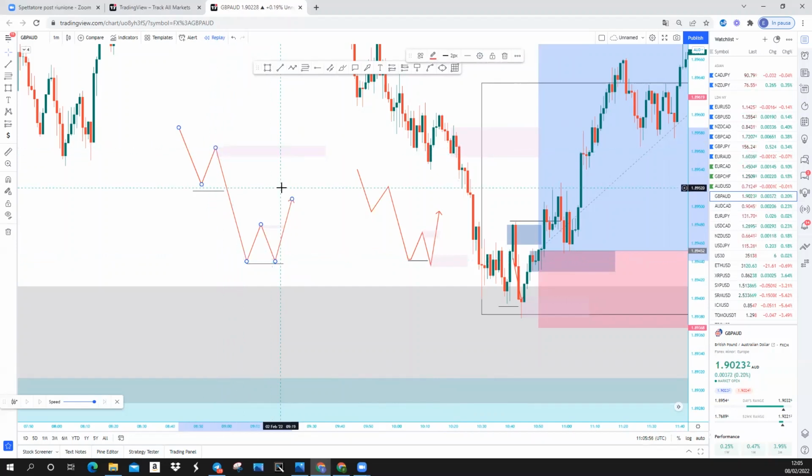So by 1 pip, when supply and demand fails, it's a confirmation, it's break of structure. Yes, but the one that is in control, not just supply and demand. Yes, okay, correct.